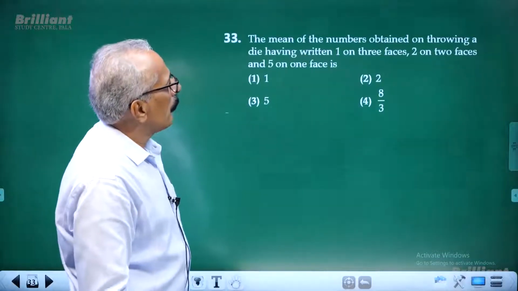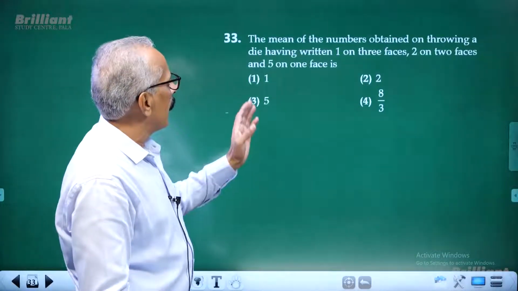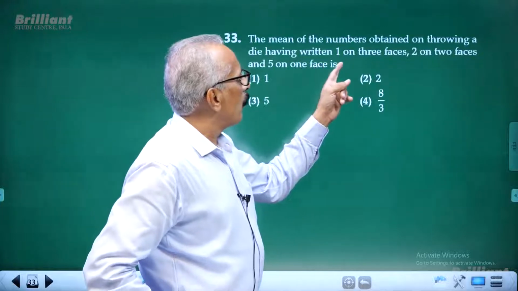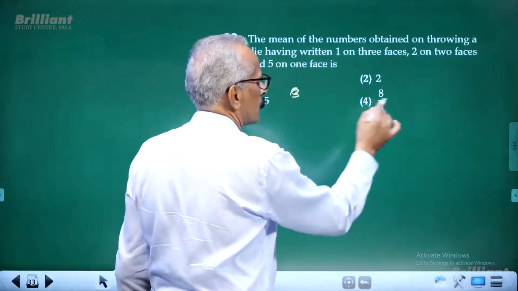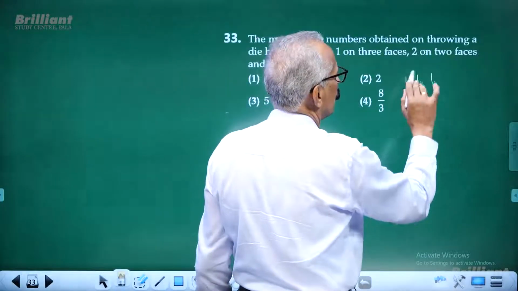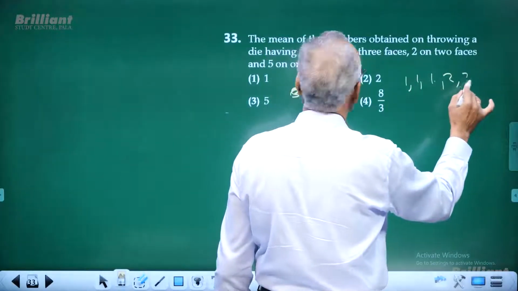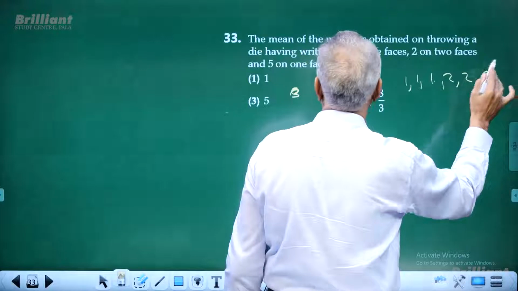The mean of the numbers obtained on throwing a die having 1 written on 3 faces. Okay, 3 ones are there: 1, 1, 1. 2 on 2 faces: 2, 2. And 5 on the remaining face.